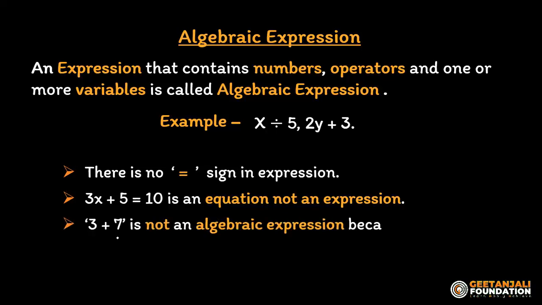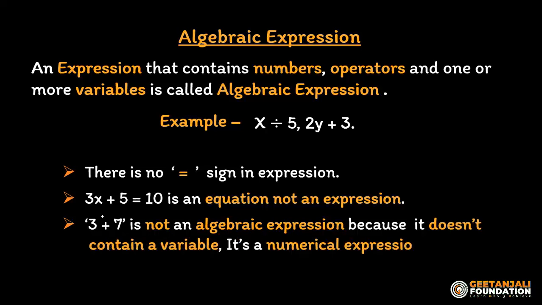3 plus 7. This is not an algebraic expression because it doesn't contain a variable. There is no variable, only constants are involved here and operators. So this is a numerical expression, not an algebraic expression.